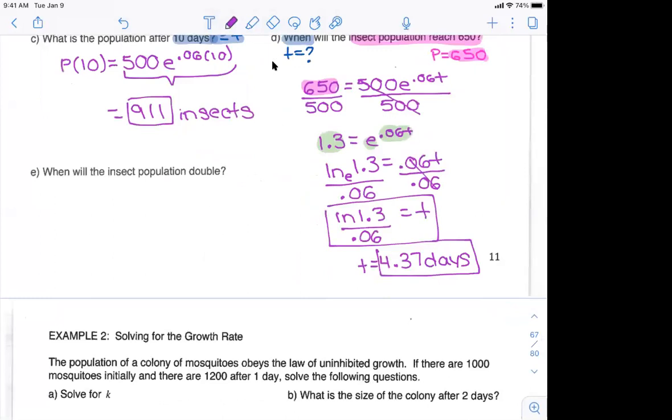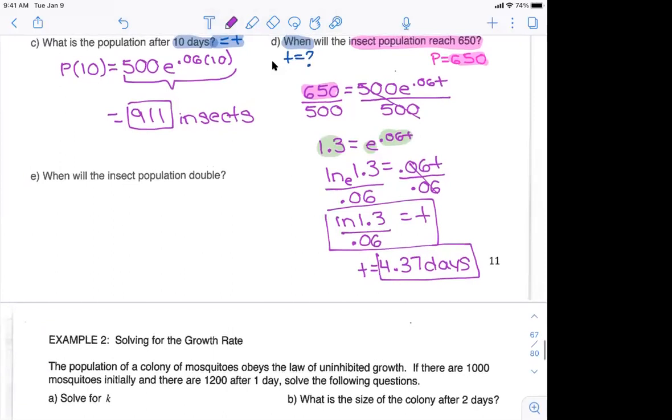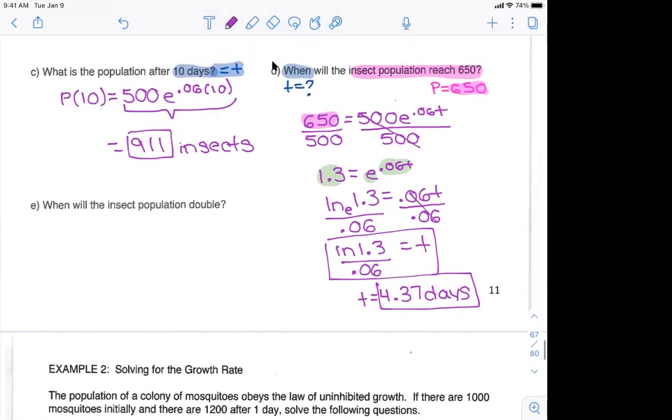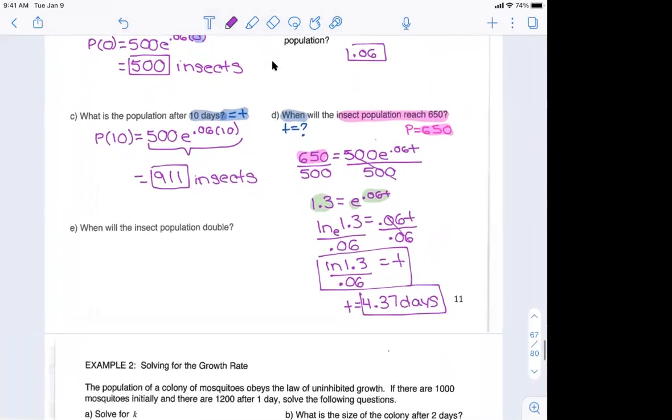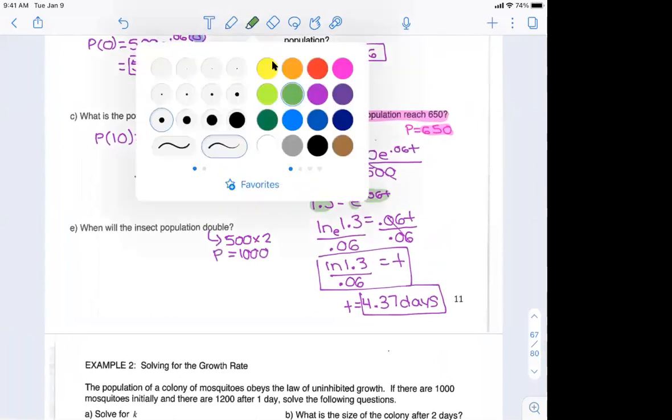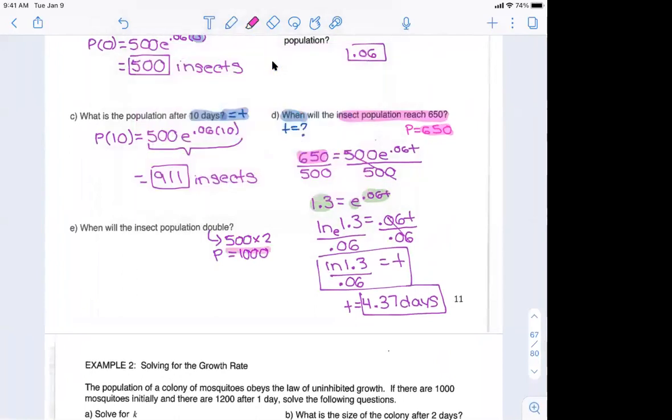When will the insect population double? A couple of things you can think about here. If you want it to double, remember it started at 500. Doubling means 500 times 2, so we're going to have a total of 1,000, and that's what the population is. So this is saying P equals 1,000, because again, you want to keep track of whether you're solving for P or t. They're saying when will it double, which means you don't know when it will. So you're solving for t in this case.